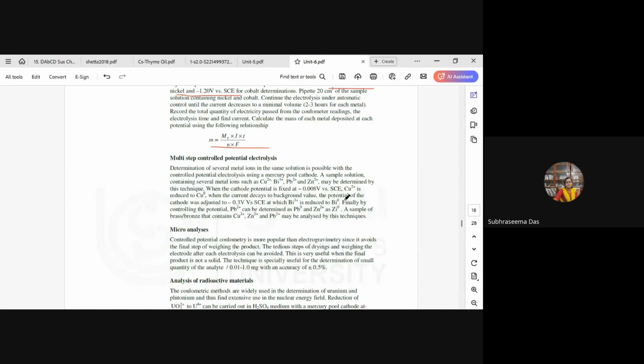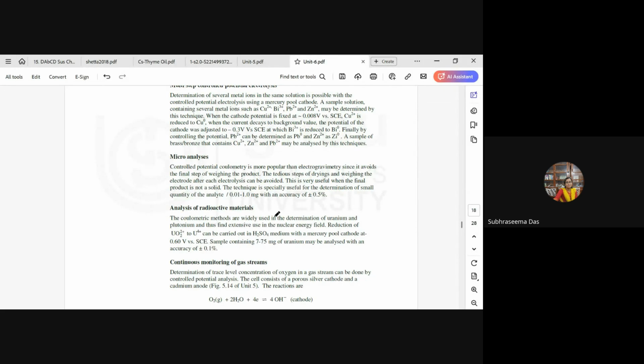Then coming to multi-step controlled potential electrolysis. Here, detection of several metal ions is also possible using a mercury pool cathode. A sample solution containing several ions such as Cu2+, Bi3+, Pb2+ and Zn2+ can be determined. By keeping the cell potential fixed at one value, Cu2+ can be reduced to Cu0. Then keeping another potential fixed, we can reduce Bi3+ to Bi0, and similarly the other reductions can be made. This is an example for analysis of brass or bronze samples.